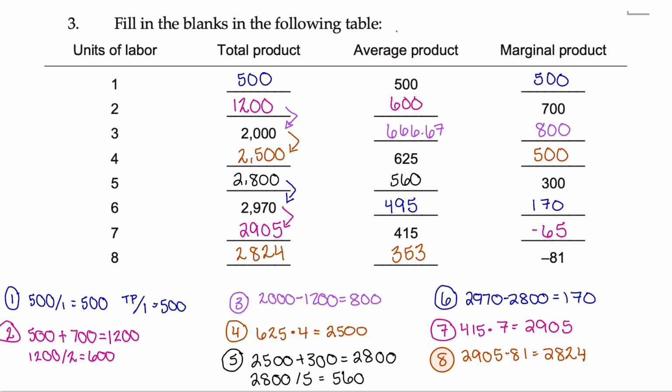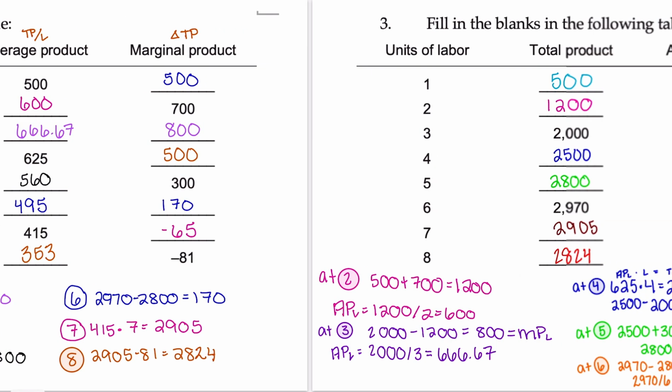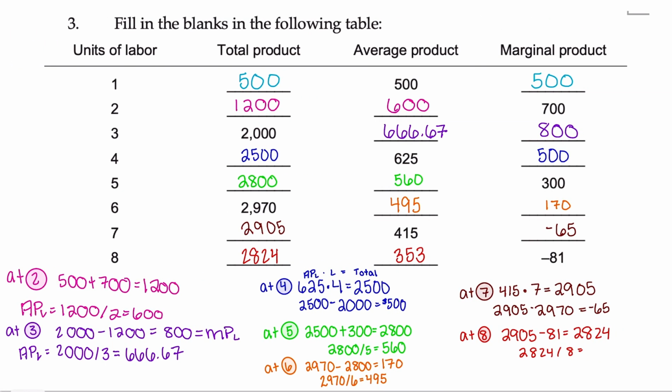So average product is total product divided by labor. Marginal product is our change in total product. And then you see again that I have it written out with just a little bit more work in case you have any questions.